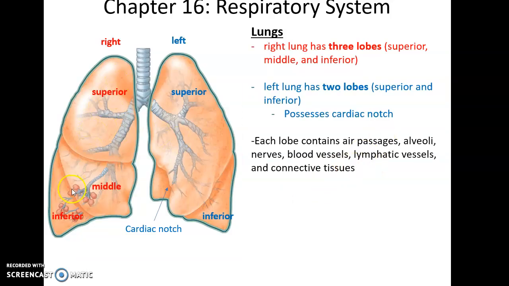The right lung has 3 lobes: superior, middle, inferior. The left lung has 2 lobes: superior, inferior. The left lung also has a little divot called the cardiac notch, which basically is making room for the larger left side of the heart. Each lobe contains air passages, alveoli, nerves, blood vessels, etc., all the things you expect in living organs. And that is it for this part of Chapter 16.